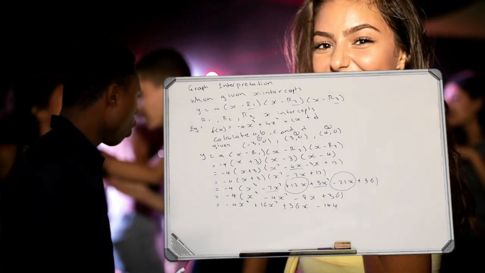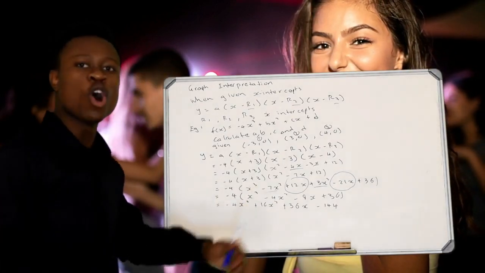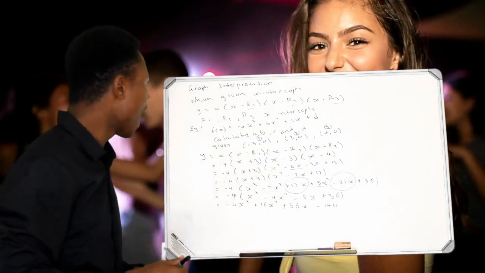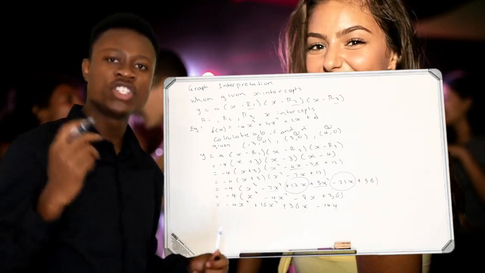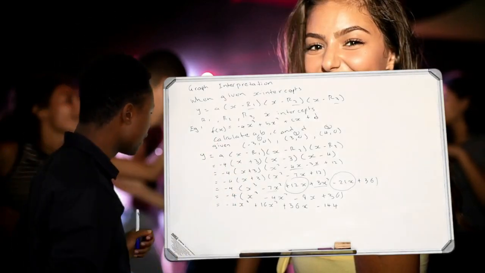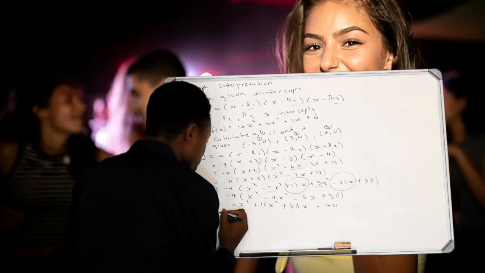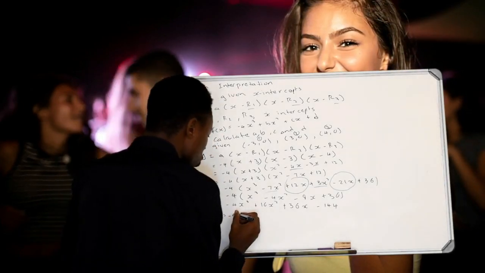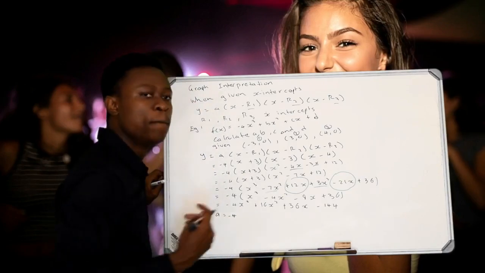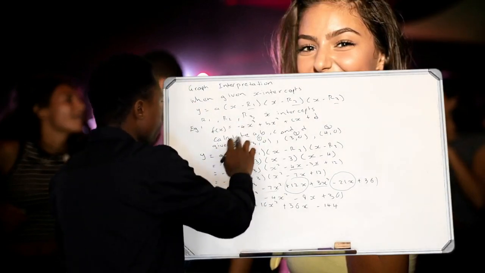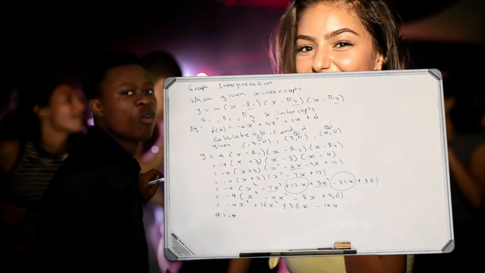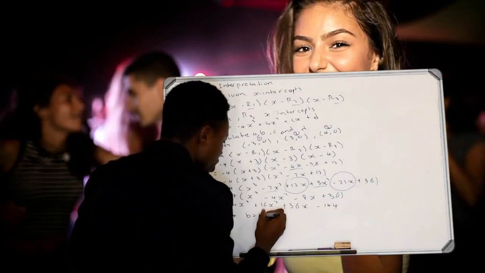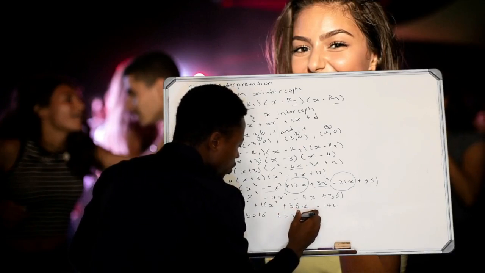So what does this mean? It means that I now know what A, B, C and D are. How? Because I remember that my general equation of a cubic function says that the coefficient of x cubed is equal to A. The coefficient of x squared is equal to B, as you can tell from the question. So I know that B is equal to 16. C therefore is equal to 36.